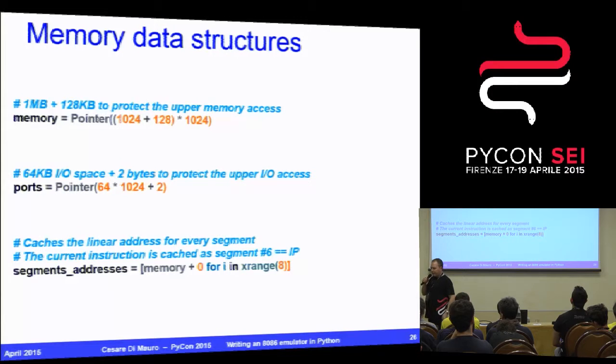I use a few memory data structures for the emulator. One, called memory, is a pointer to just a bit of 1 megabyte memory. Then I have another area dedicated to the I/O memory, because such a processor has a special address space for accessing peripherals, which is basically called I/O. And I also define some data structures for holding the cached segments.